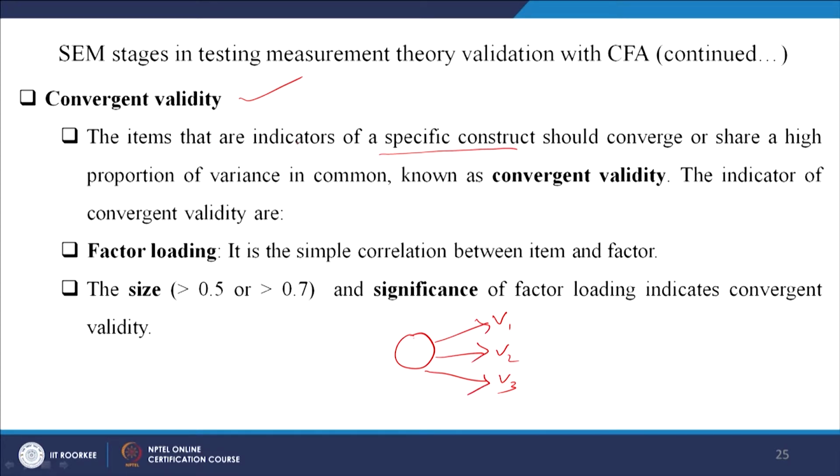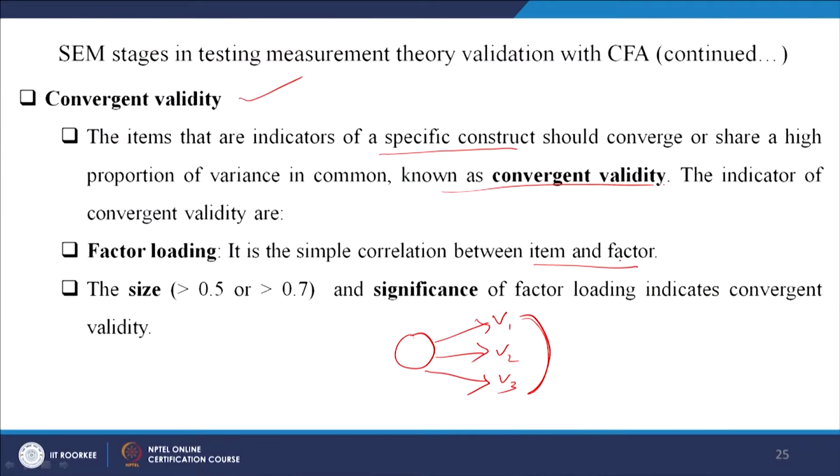So, the items that are indicators of a specific construct should converge or share a high proportion of variance in common, known as convergent validity. This means that when there is a high correlation among these three indicators, in layman's terms, you can understand that they all are coming from the same population. And if there is a high correlation, the unexplained variance would be quite low, as you have talked about in regression.